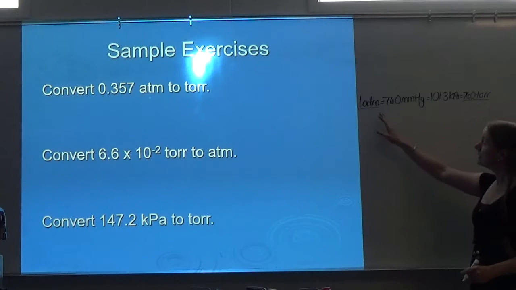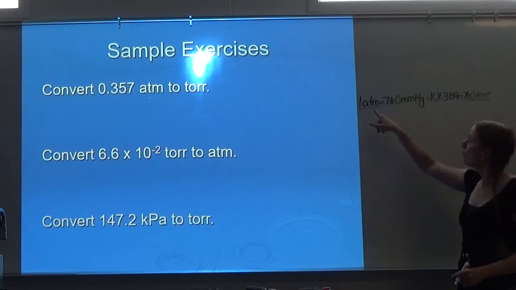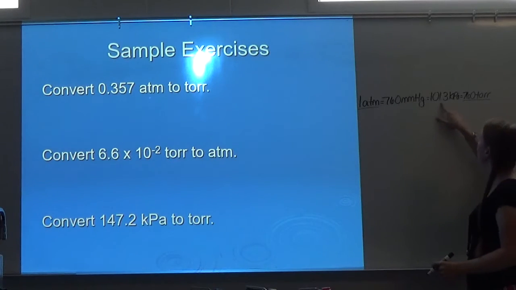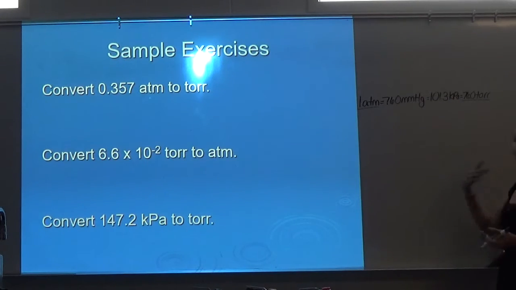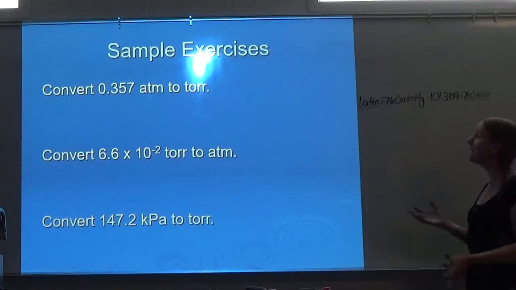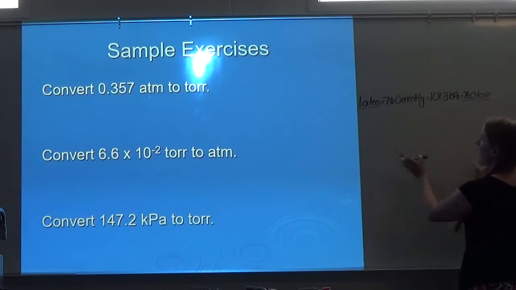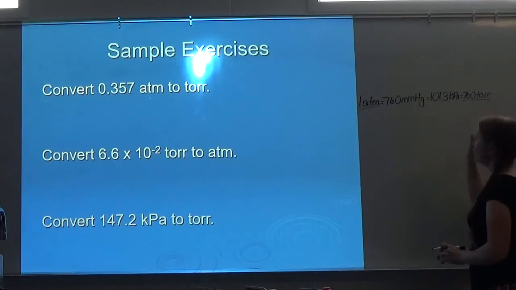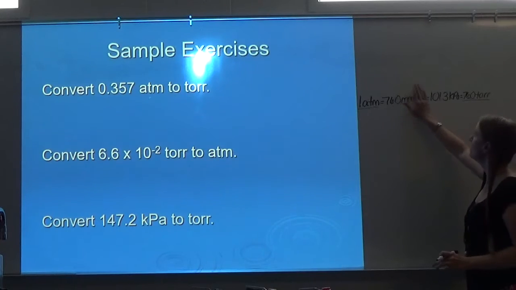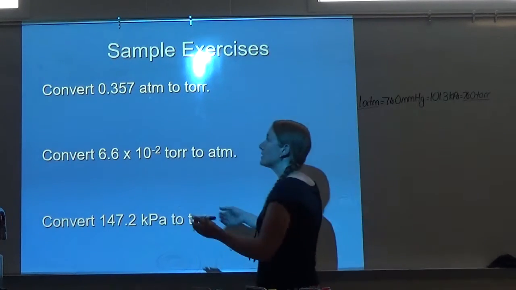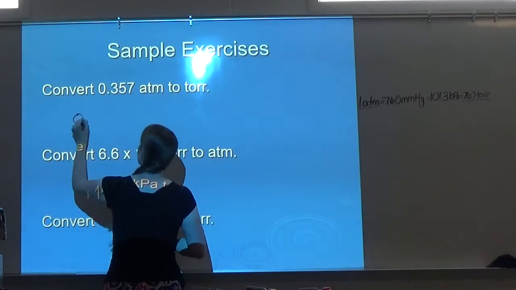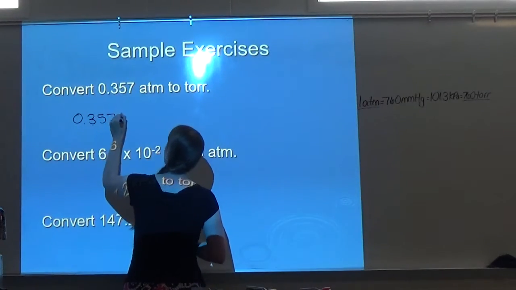Now the thing about this conversion factor is you don't have to work your way across, like go from atmospheres to millimeters of mercury to kilopascals to torr. You just find whichever two you need and pull those two down. So I can see that 1 atmosphere equals 760 torr. I don't need millimeters or kilopascals. I don't need either of those. So I start with what I know, which is 0.357 atm.